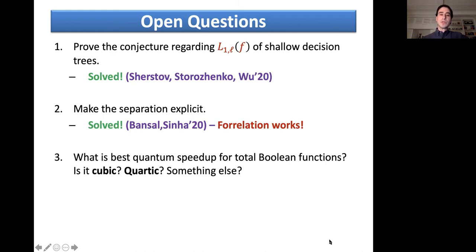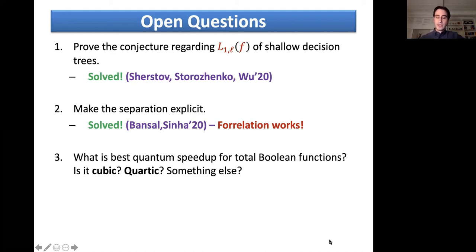This result was also obtained by Bansal and Sinha, and moreover, they made this separation explicit, meaning that their result works not only for a random matrix M, but for the Hadamard matrix. The result is based on tools from stochastic calculus. This has been a challenging approach that I tried and failed.